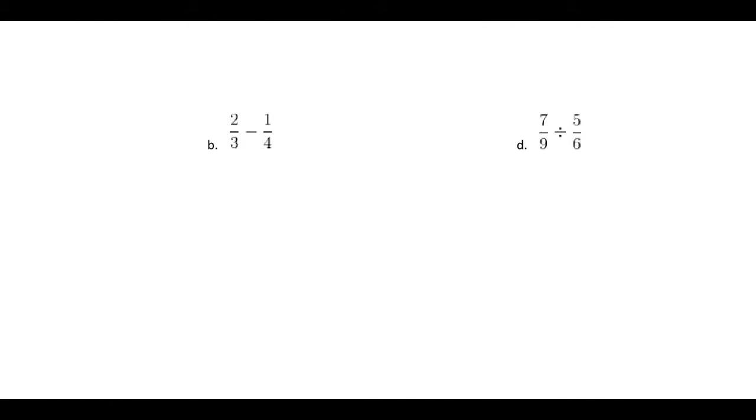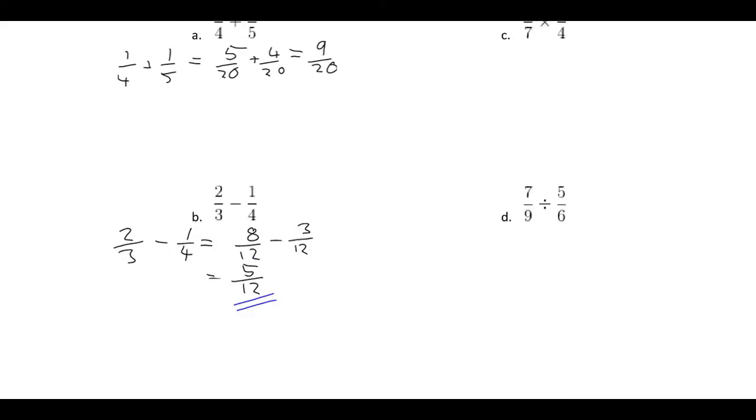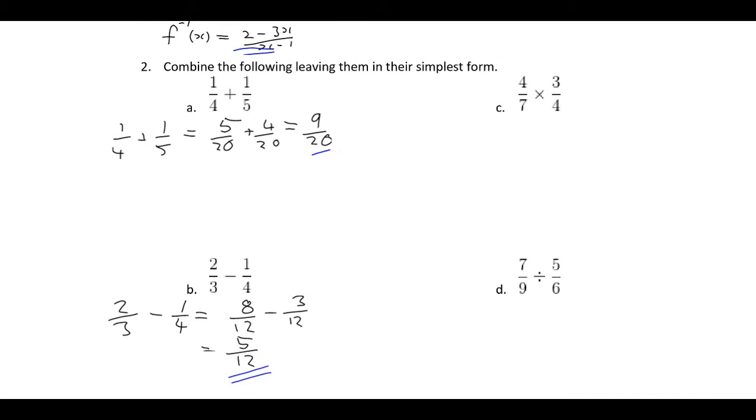Taking away, similar concept. First thing we do is rationalise the denominators. So we have 2/3 minus 1/4, and that equals times the left by 4, 8/12, times the right by 3, minus 3/12. Now, they've got the same bottoms now, so this denominator is the same, so now we can just do one minus the other. 8 minus 3 is 5, and that equals 5 over 12.